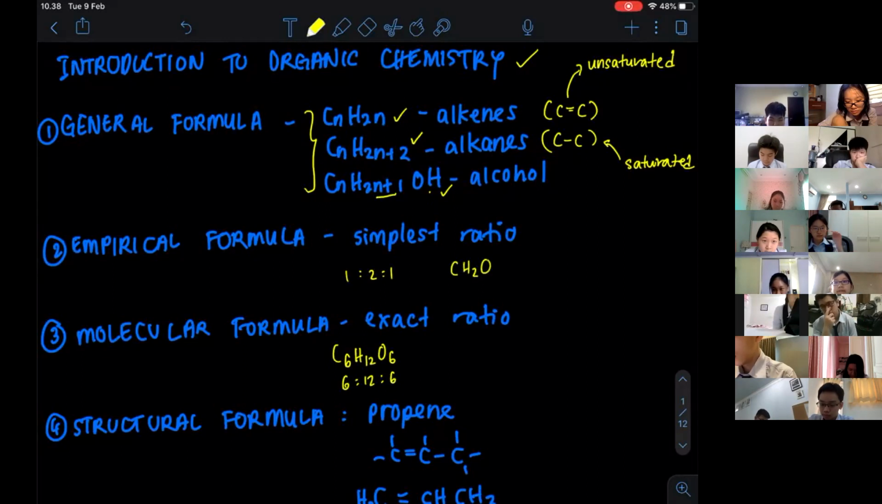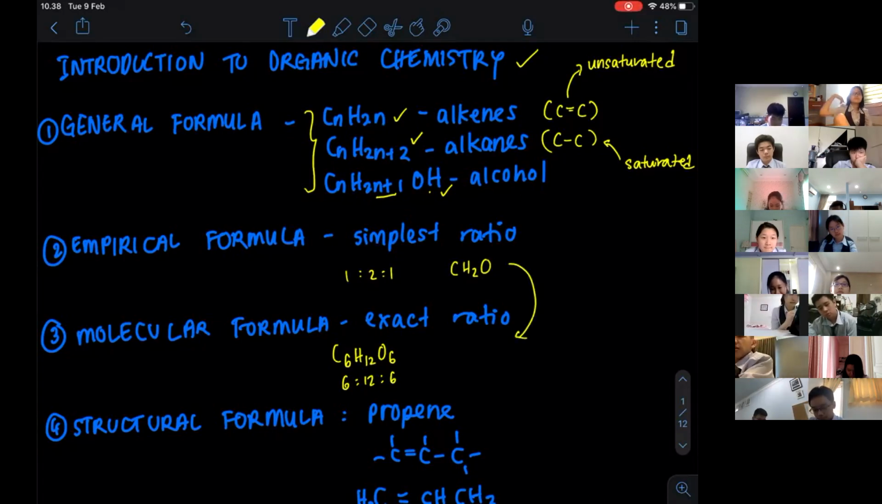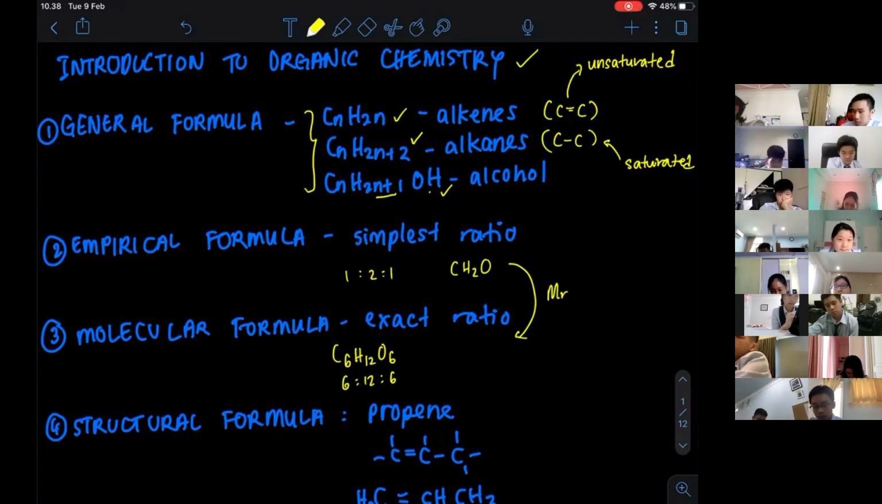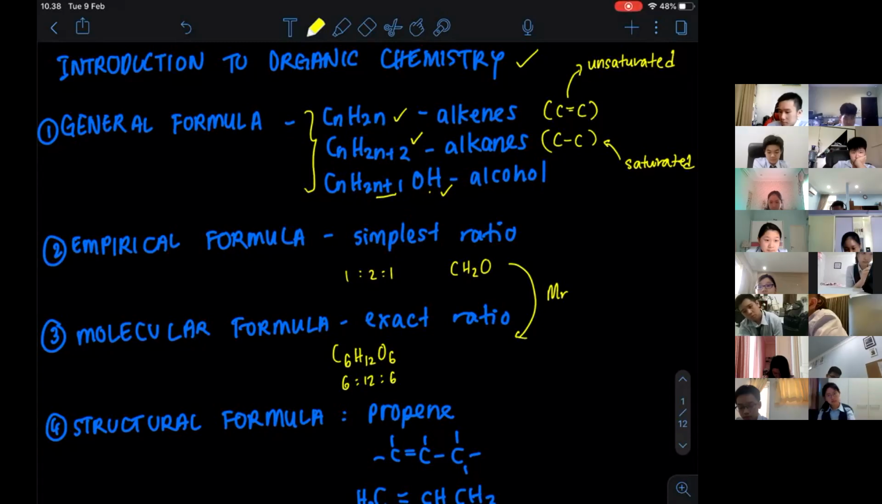CH2O. If you look at CH2O, it doesn't actually give you a lot of information. It just tells you the ratio between the carbon, hydrogen and oxygen: the hydrogen is always double the atoms of oxygen and carbon. So it's only telling me that detail. Now you can actually change the empirical formula to molecular formula if you know the Mr, relative molecular mass. If you know that, then you can calculate.